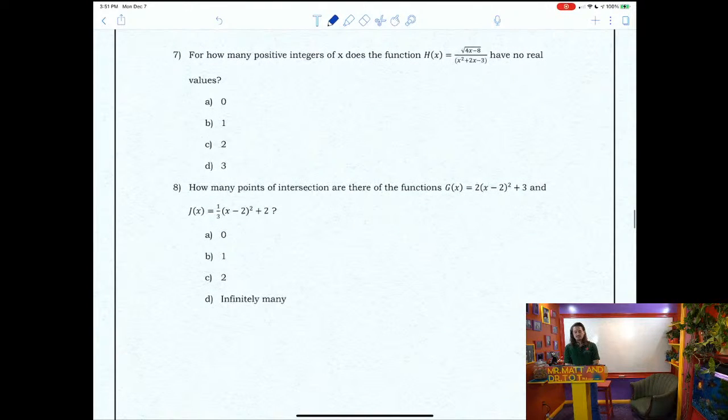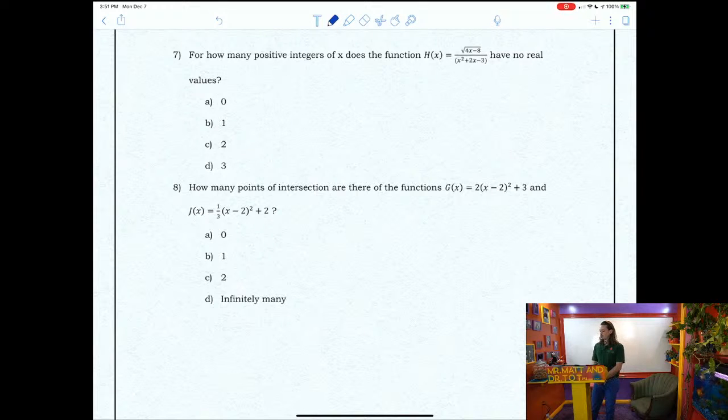Number 7 asks, for how many positive integers of x does the function f of x is equal to, this is a rational function with the numerator of the square root of 4x minus 8 and a denominator of x squared plus 2x minus 3, have no real values? So for how many positive integers of x does that function have no real values?